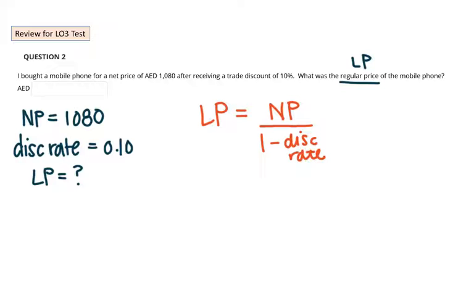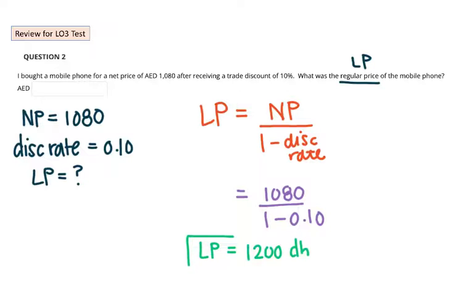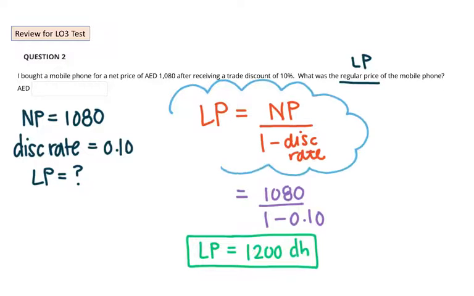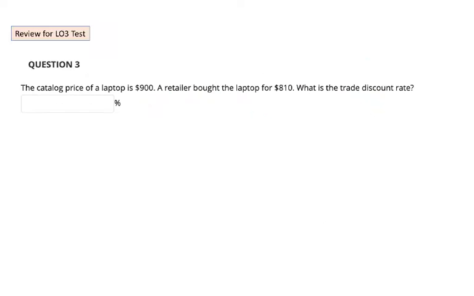So then it's just a plug and chug issue here. We know the net price is $1,080 and the discount rate is 10%, so 1 minus 0.10. So in this case, we'll have the list price equals 1,200 dirhams. That's the expensive catalog price that comes first before they take the discount. So again, just remember, this formula is not on the formula sheet. You should memorize it.